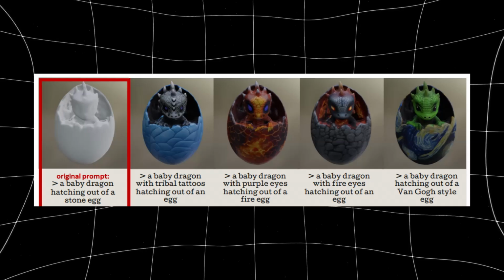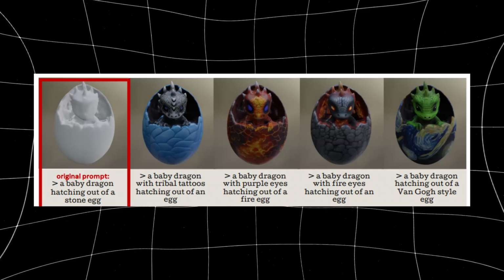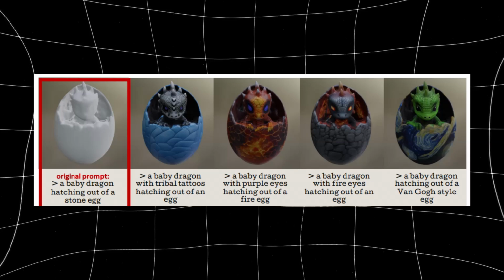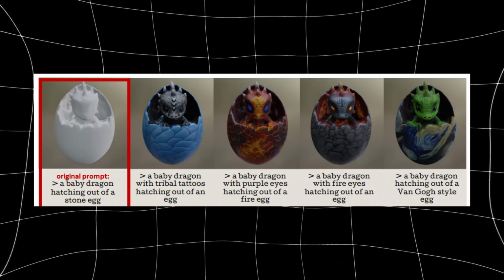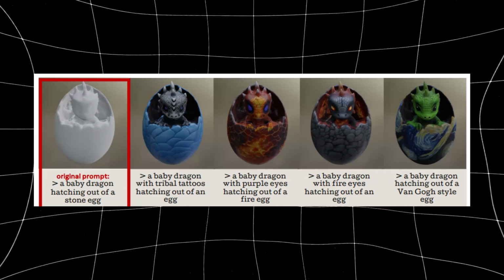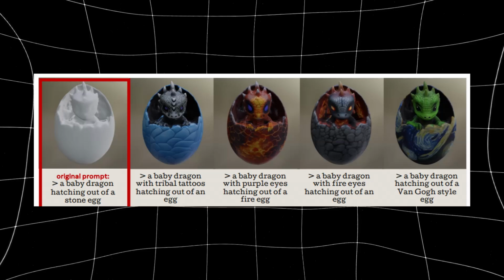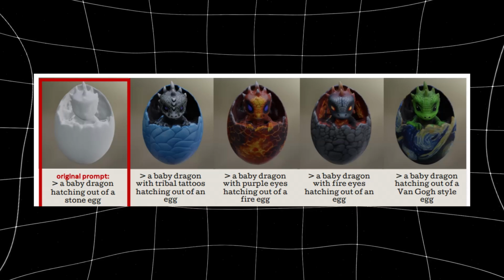Then they also do go on to show stage 2 working with some blank models. Here you can see an egg model with a little dragon coming out, and they try it with different styles, like for example a baby dragon with tribal tattoos, or a baby dragon with purple eyes hatching out of a fire egg, trying to test the limits of what this model understands for materials, but all very impressive there.